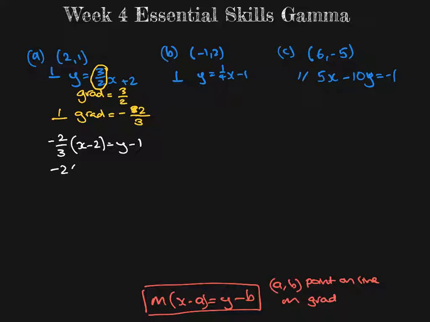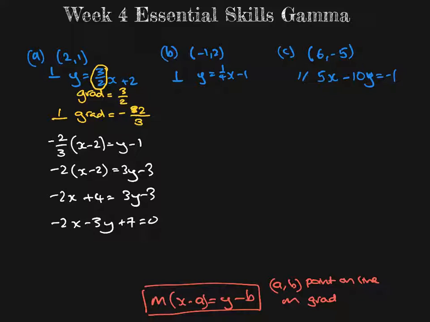Going to times both sides by 3 to clear that fraction. Expand out the left-hand side, being careful with minus signs. Get it all on the left-hand side: minus 3y plus 7 is 0. And then I'm just going to multiply it all by minus 1 so it looks a bit prettier, so it's got a positive x. You don't have to, but it's just nicer.